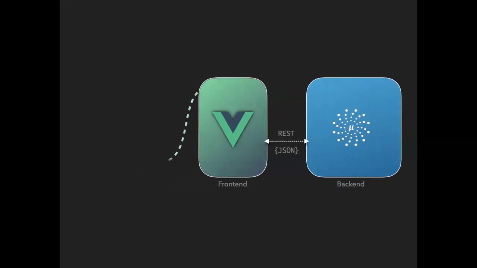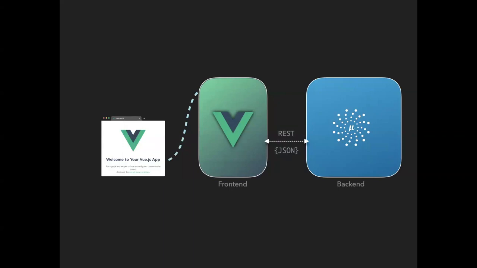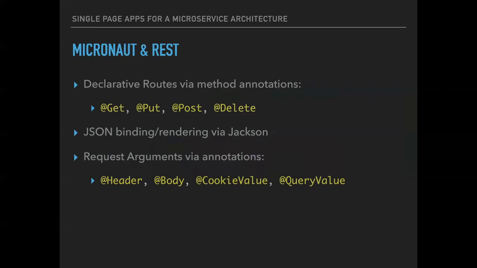And so we've got our single page application here, and that's what renders to the browser, and then the data is being loaded from this backend over REST. So it's important to be able to create RESTful controllers, RESTful endpoints, and of course, Micronaut is very well suited for that. Aside from the HTTP annotations we were talking about previously, Micronaut provides JSON binding and rendering via Jackson, which is a high performance JSON and XML library for Java.